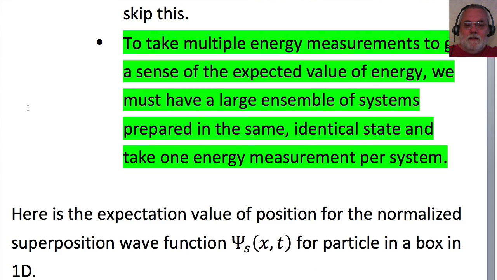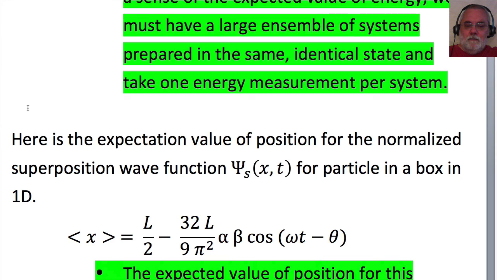Now we can find the expectation value of position. Position is an observable operator. We can plug it into the formula for expectation value. And if we would do the math, we would get that the expectation value of x, the expected position, is this result: L over 2 minus 32L over 9 pi squared alpha beta cosine omega t minus theta.